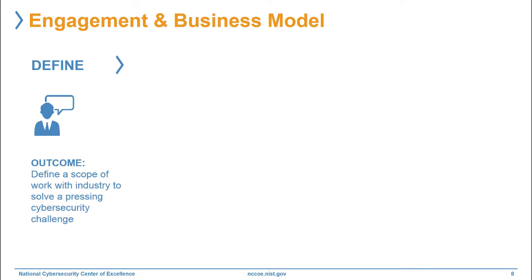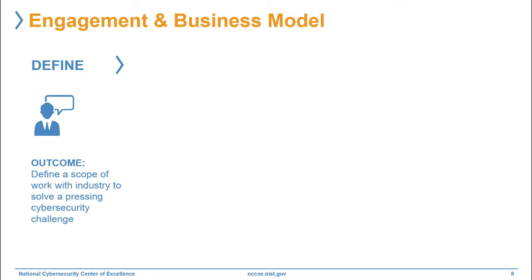This slide talks about how we engage with industry and the technology vendors. Our first step is to define a problem. In the finance sector, we work with organizations such as FS-ISAC and other associations within the financial sector, as well as individuals from financial sector organizations, to define a problem that we publish.